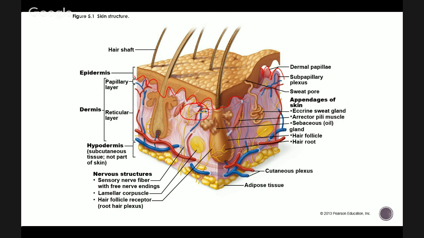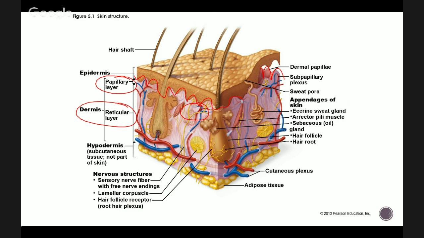So when we look at the dermis, we see a little bit of areolar tissue and dense irregular connective tissue that's closer to the epidermis. The papillary layer is a little bit more flexible, a little bit more pliable, a little bit softer. And then we get to the reticular layer, which makes up most of the dermis, and that is going to be mostly that dense, irregular connective tissue.